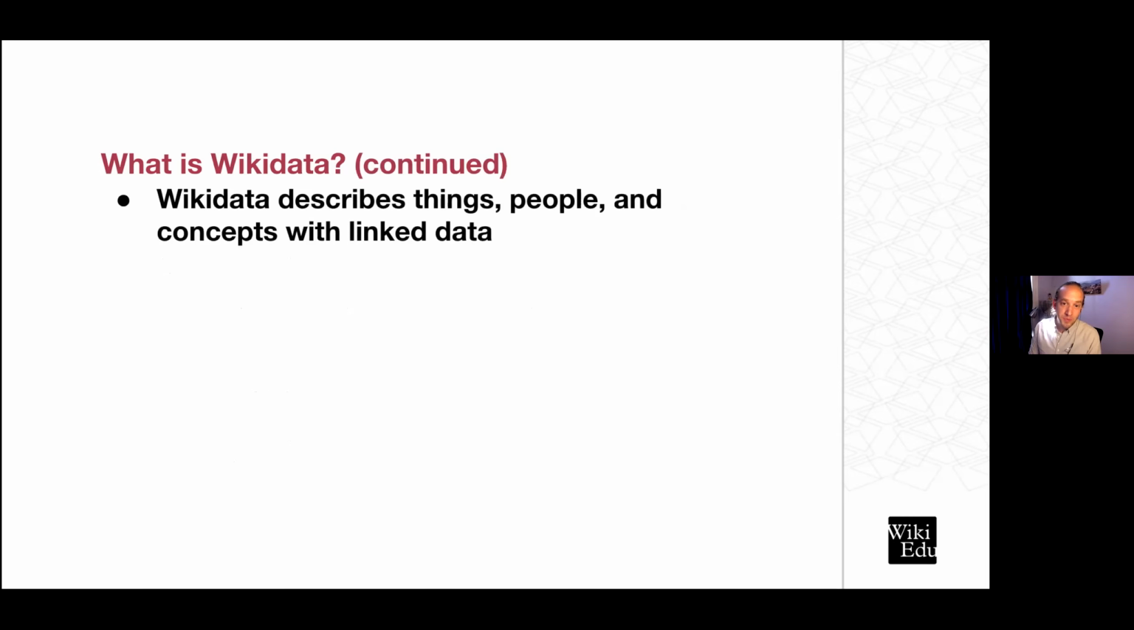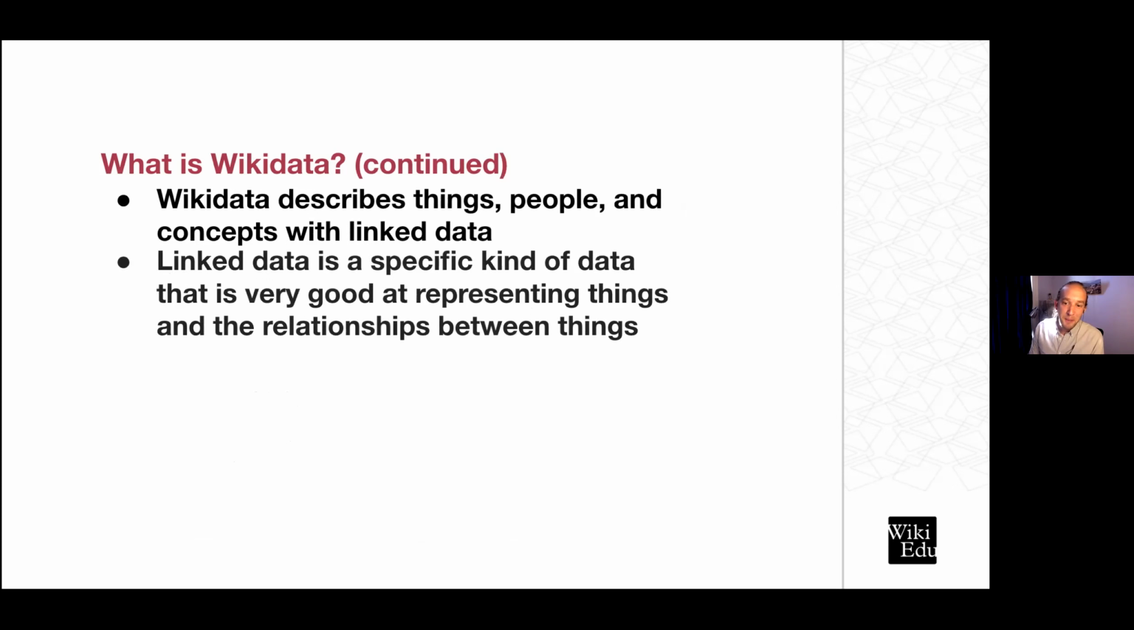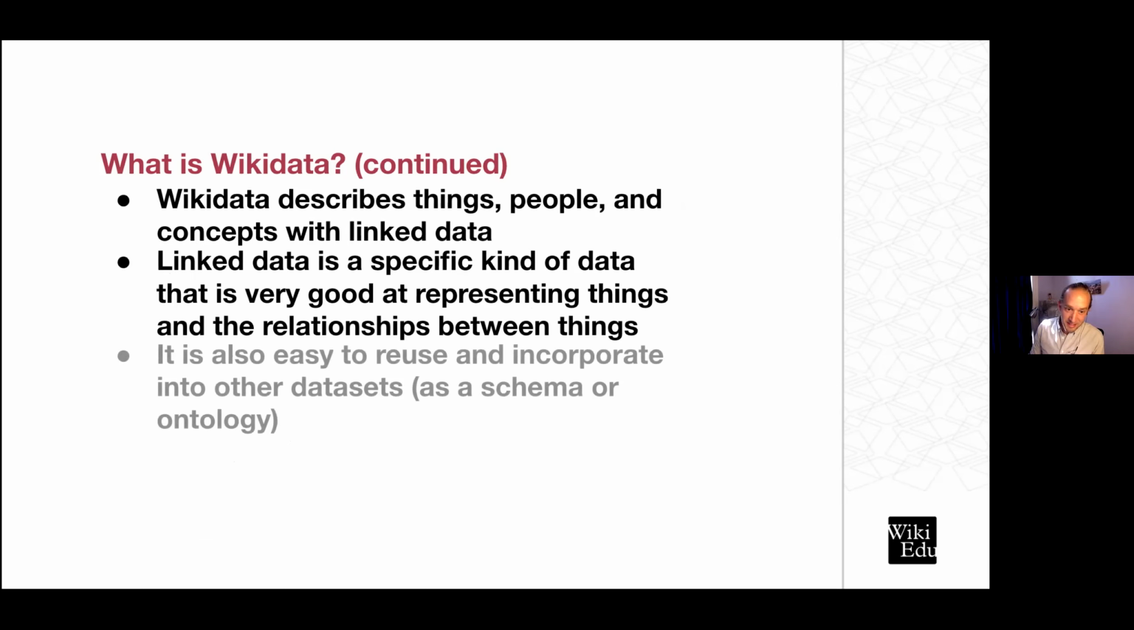Continuing. Wikidata strives to describe things, people, and concepts with linked data. So if it exists, chances are it can be in Wikidata. And it does it through linked data. And linked data is a specific kind of data that excels at representing things as well as the relationships between things in a very structured way. And this will become important in just a little bit too.